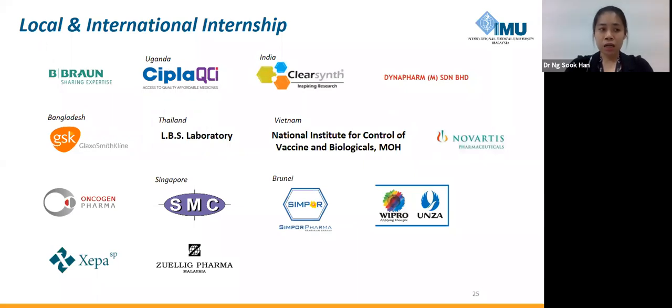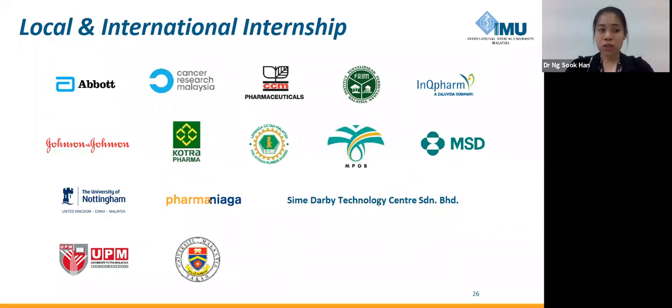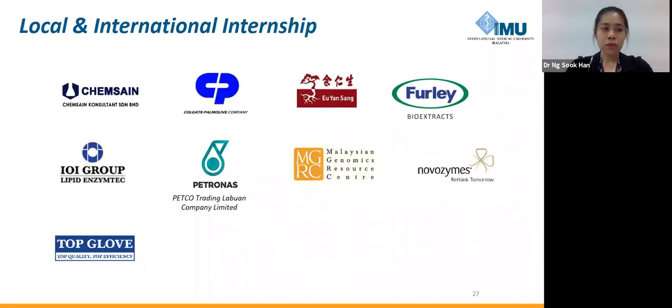For the student internship in IMU PharmChem program, we have partnership with international industries such as GSK, SMC Singapore, LBS Laboratory Bangkok, and many more. We do have a good relationship with pharmaceutical and cosmeceutical industry partners, as well as research institutes such as the Malaysian Palm Oil Board, UKM, UPM, Semdabi, Malaysian Rubber Board, and many more. And these are the companies under chemical and oleochemical, food and biotechnology industry for students' internship.